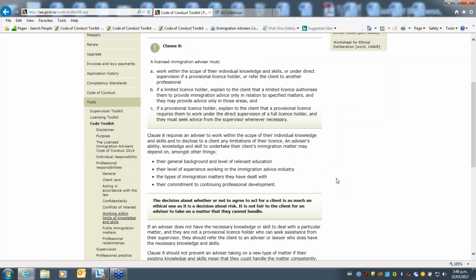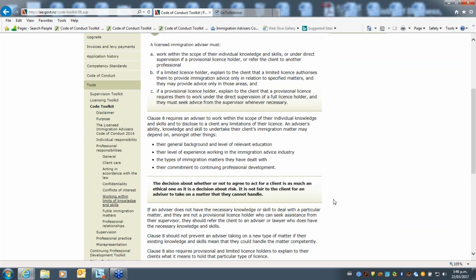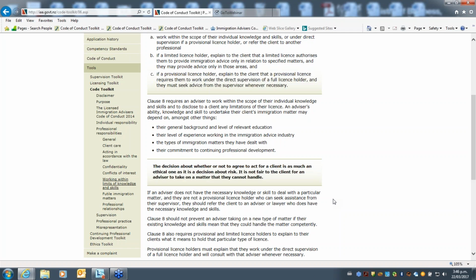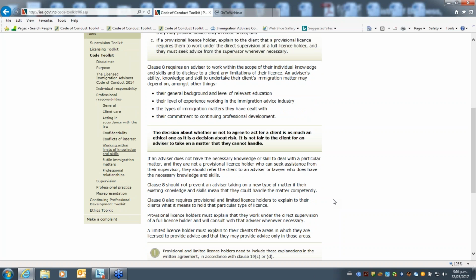So it is important that you do think about your particular case, and particularly if it's an area that you don't work in or that you haven't worked in, you need to consider whether, in fact, this is within the scope of your knowledge and skills. And it really isn't fair to the client to take them on if you're not competent in that particular area.